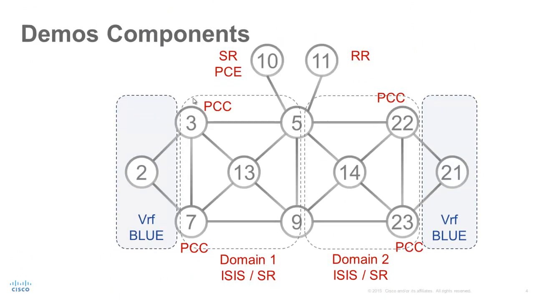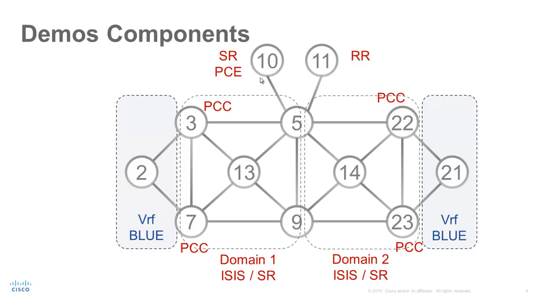The components of the demo include a PCE path computation client, which is sitting on the edges of the domains, router number 3, 7, 22, and 23, as well as the segment routing path computation element server, or SRPCE, residing on router number 10.